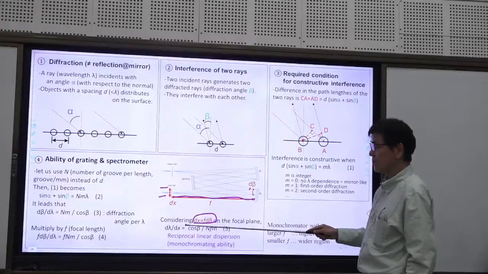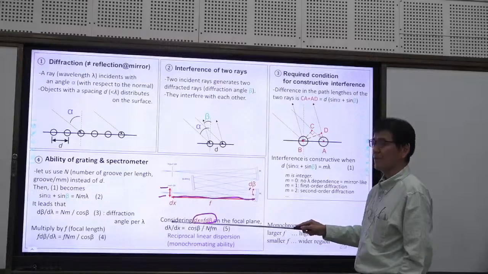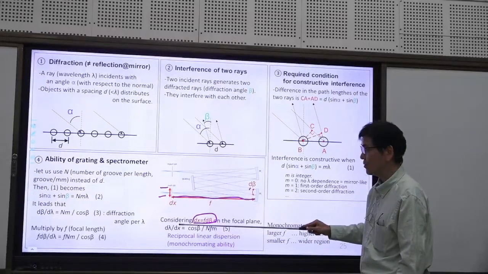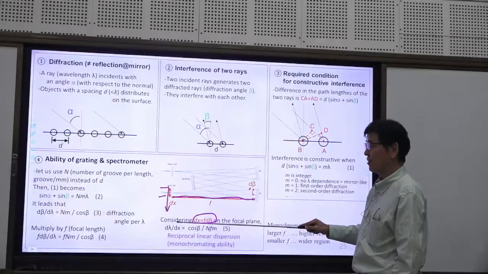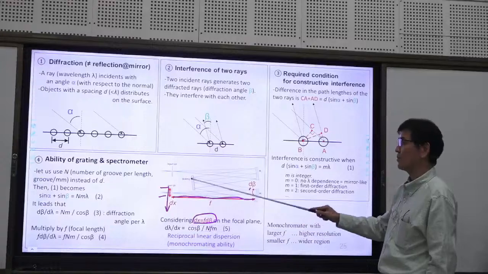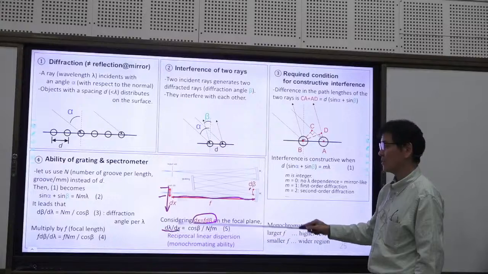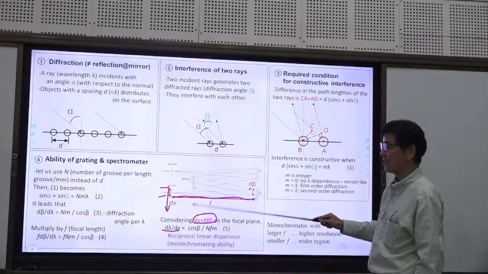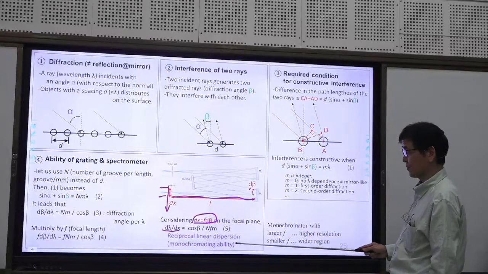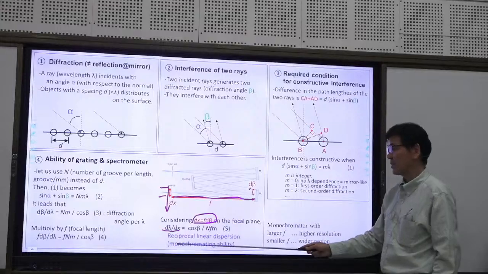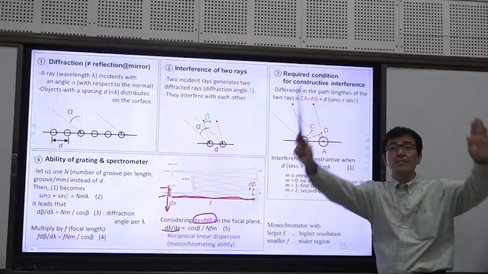dλ/dx is the difference of the wavelength in a unit length along the x-axis. So this is the resolving power of the monochromator. The power of the grating is represented by this parameter. This is the so-called reciprocal linear dispersion. In other words, this is the monochromating ability, how strongly it can separate two colors.